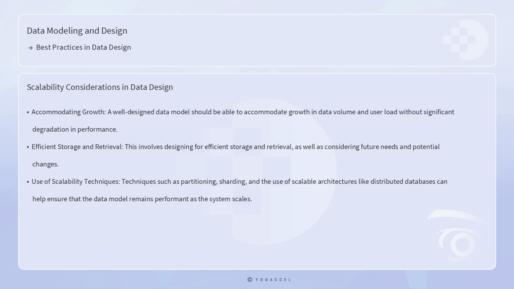Scalability is another important consideration in data design. A well-designed data model should be able to accommodate growth in data volume and user load without significant degradation in performance. This involves designing for efficient storage and retrieval, as well as considering future needs and potential changes. Techniques such as partitioning, sharding, and the use of scalable architectures like distributed databases can help ensure that the data model remains performant as the system scales.